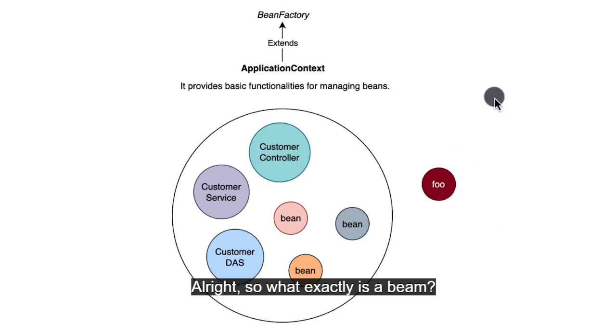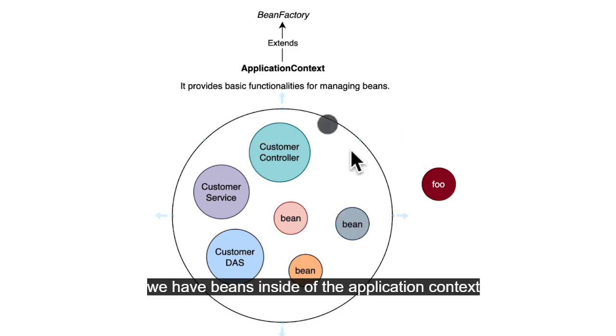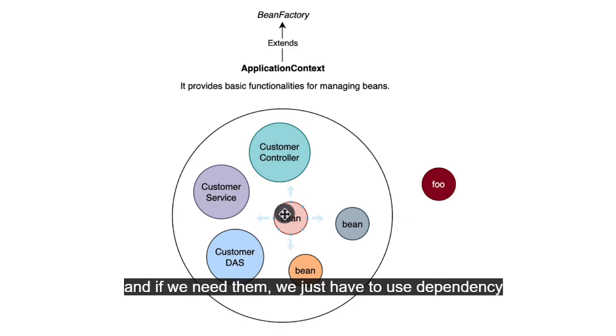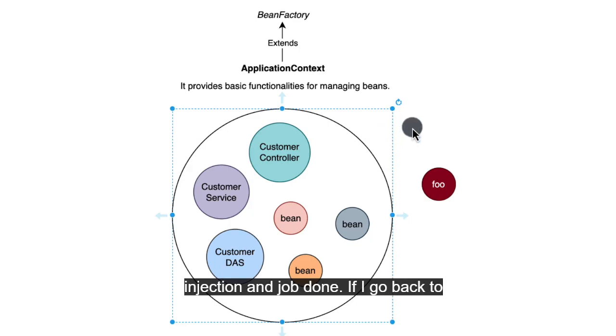Right, so what exactly is a bean? A bean is an object that the Spring container instantiates, assembles, and manages the entire life cycle for us. You saw that we have beans inside of the application context, and if we need them, we just have to use dependency injection and job done.